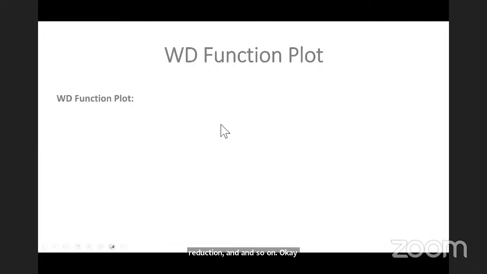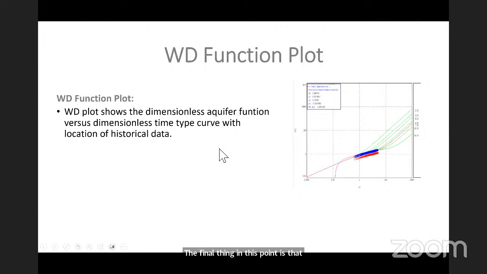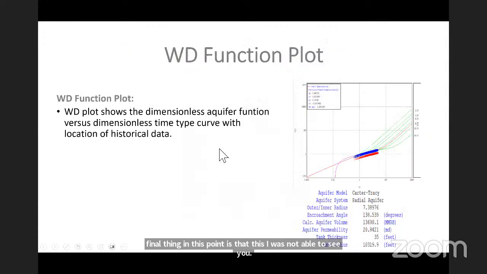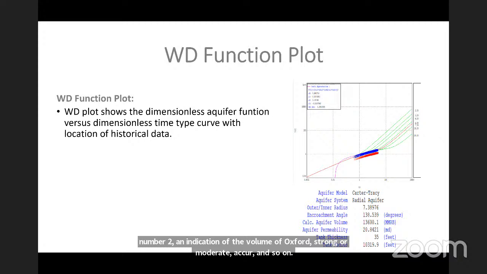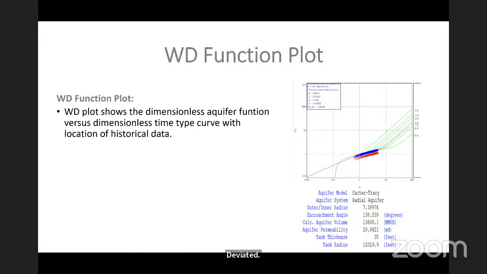The final thing in this point is this plot, which I was not able to show you: how can you use it with real data? As you can see, this is the dimensionless aquifer type curve. You can see that matching your data, you will see your data something like this. You will see data here or there. So if it is matching with some line of this, it corresponds to an indication of the volume of aquifer, strong aquifer or moderate aquifer, and so on. The more your data is deviated, it means a weak aquifer. The more your data is going straight up with this type curve line, it means a strong aquifer. Also, it's something qualitative along with the package of the history matching.